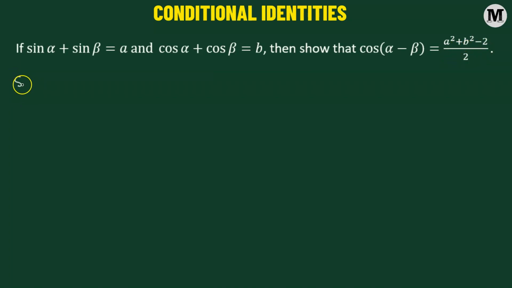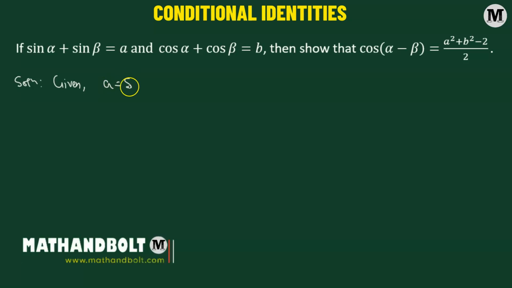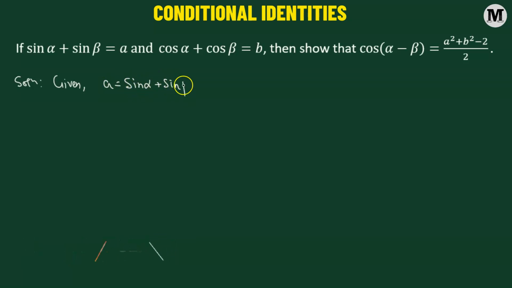So let's begin. We'll start with our given values. A equals sine alpha plus sine beta. Now we'll square both sides. Squaring gives us A squared equals sine squared alpha plus sine squared beta added to 2 times sine alpha times sine beta. And we're going to label this as number 1.